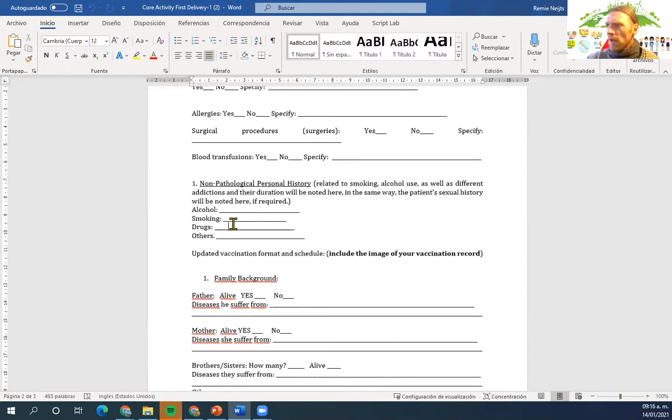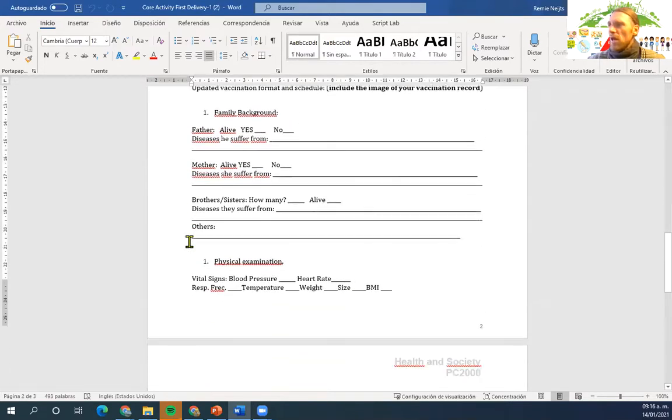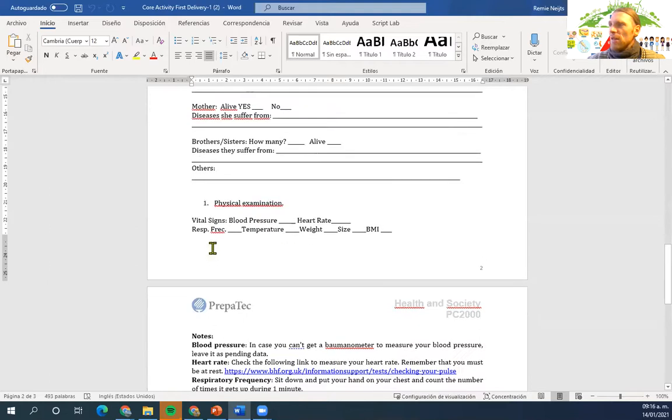Okay. Here is something about family background, mother, father, sister, and physical examination. This is something really nice. Maybe if you have a doctor in the family, they can do this. This is really important, guys, because there are people even of your age that have high blood pressure or too high heart rate, or they have a little bit high BMI.